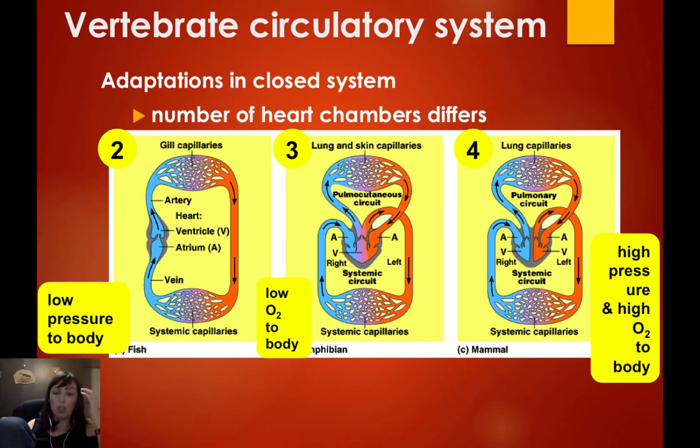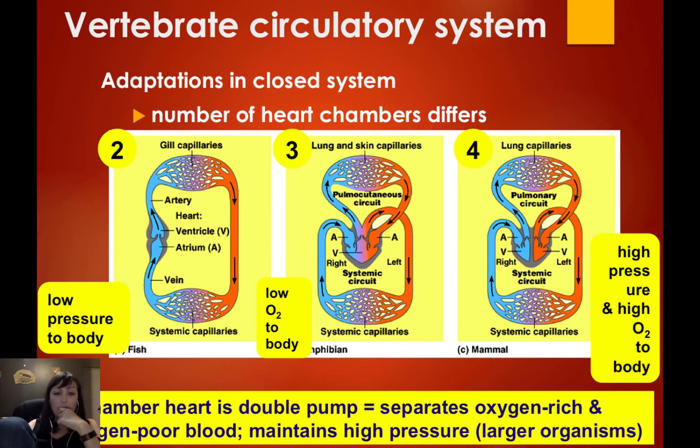In the next one, there's low oxygen to the body in the amphibian. Okay, and then in the mammal, there's high pressure and high oxygen to the body. So a 4-chamber heart is double pump. It separates oxygen-rich and oxygen-poor blood, and it maintains high pressure, okay, which is really important in larger organisms to get blood all the way around the whole animal.